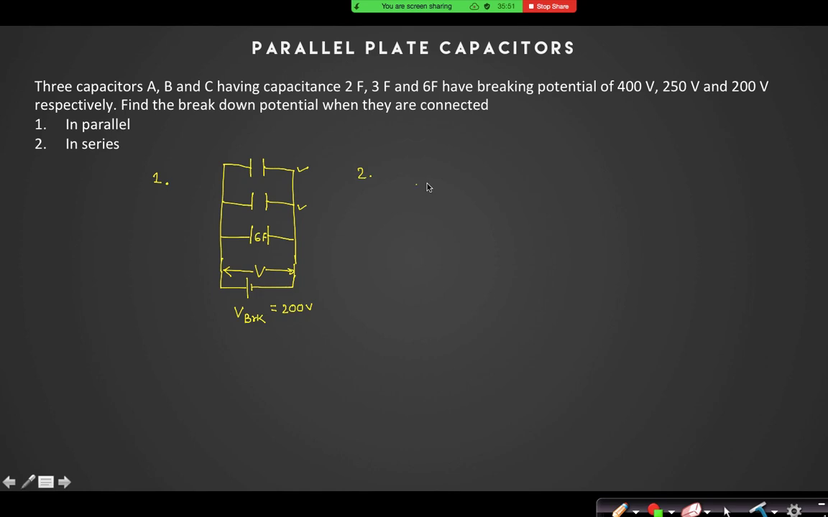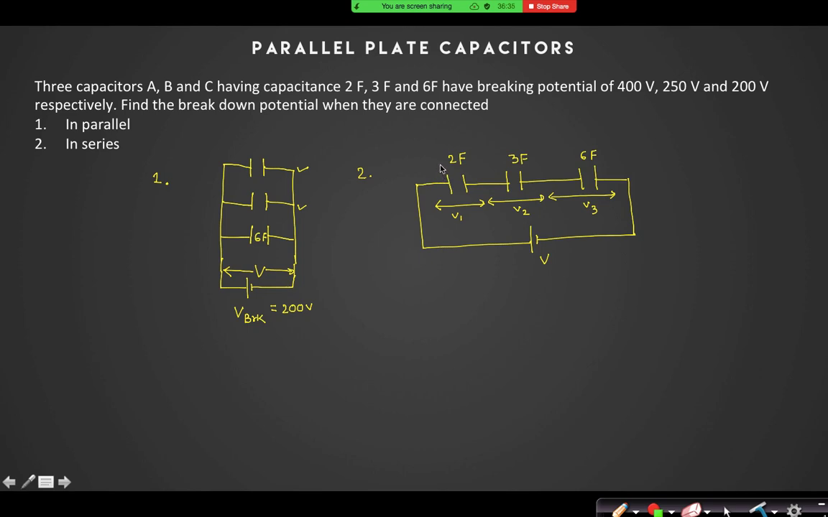In the second case, when I connect the capacitors in series, I have applied any voltage V across the capacitors. Can you tell me what will be the potential drop across each of the capacitors? I can individually find them. If this is V, what will be V1, what will be V2, and what will be V3? If these are 2 farad, 3 farad, and 6 farad of capacitance, what is the equivalent capacitance of that system?